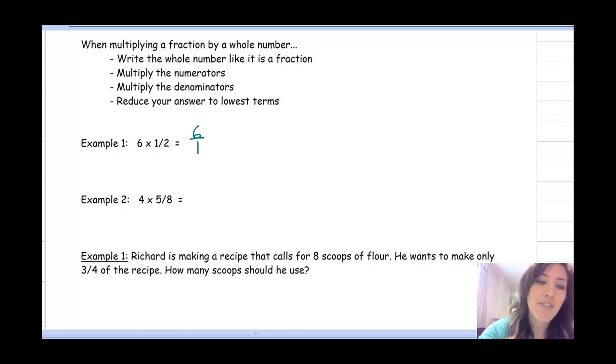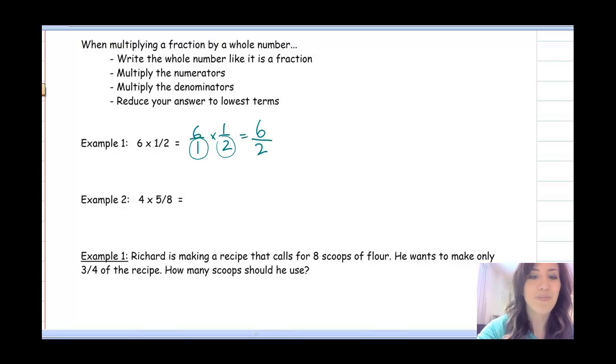6 written like a secret fraction would be 6 over 1, and let's just rewrite the rest to make it really clear. Then all we need to do is multiply the numerators. 6 times 1, those are the numerators, equals 6. And then it says to multiply the denominators. 1 times 2 is 2. From there, all we need to do is look, is that fraction in lowest terms, or can they both be divided by the same number?